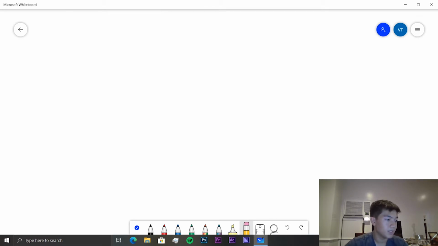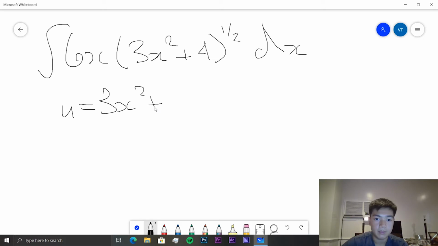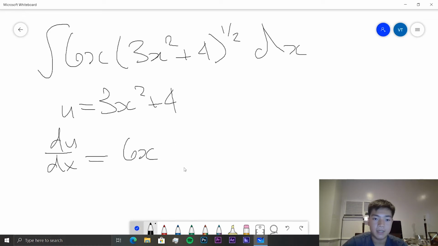There's just a lot of questions, so I'll do the odd ones. The first one is the integral of 6x times (3x squared plus 4) to the 1/2 dx. And you could probably do this by sight, but let's not. So we go u is equal to 3x squared plus 4. So du over dx is equal to 6x. So we divide this by 6x.